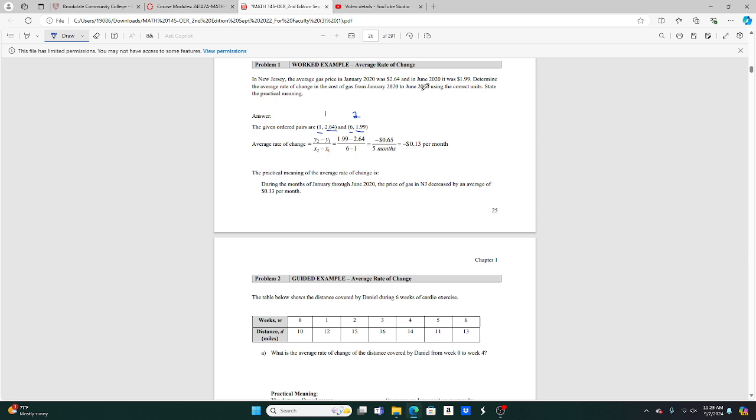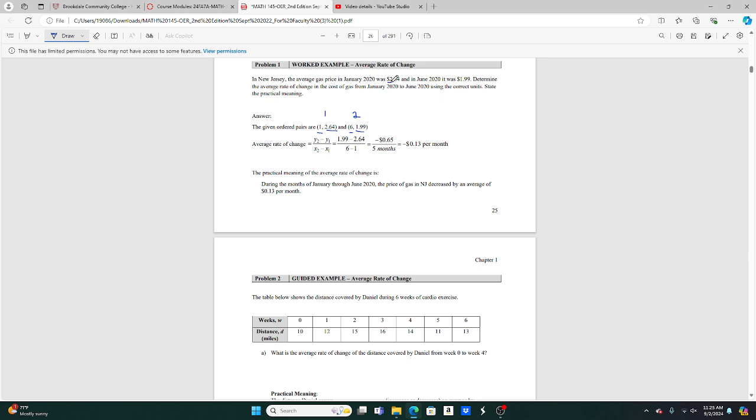And so what we're noticing here is how much time has passed. There's 6 months that have passed because the first month is represented by the month of January as month 1, and June is represented by month 6. And we notice the pricing was $2.64 and $1.99. Pricing has gone down, so we would expect a negative sign. The negative sign is indicative of something decreasing.